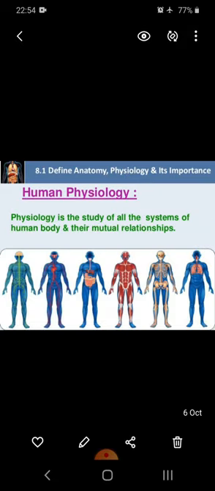Now, human physiology. Human physiology is the study of all the systems of the human body and their mutual relationships. In fact, through human physiology, we come to know about the mutual functions of all the organs of our body. For example, as a result of human physiology, we get the knowledge of functions of the human heart. Human physiology can be defined as a science dealing with the study of human functions.